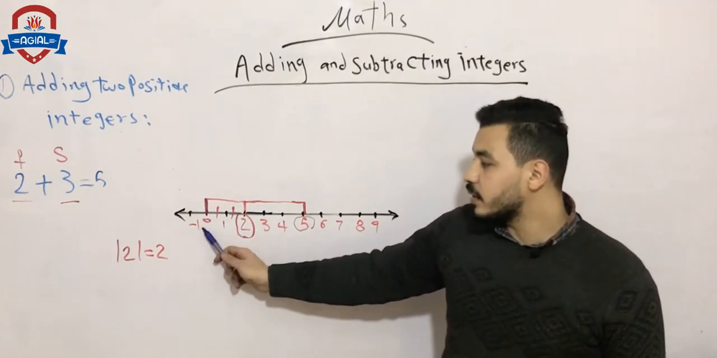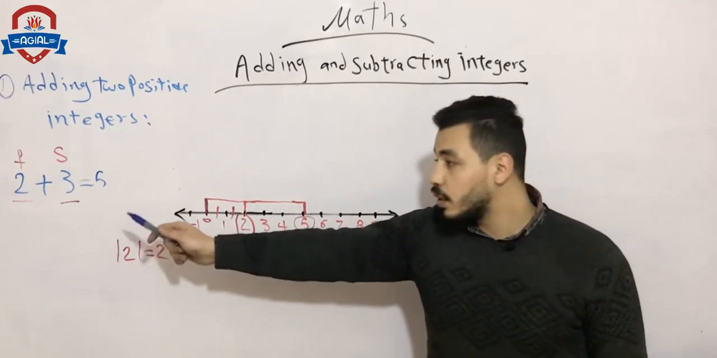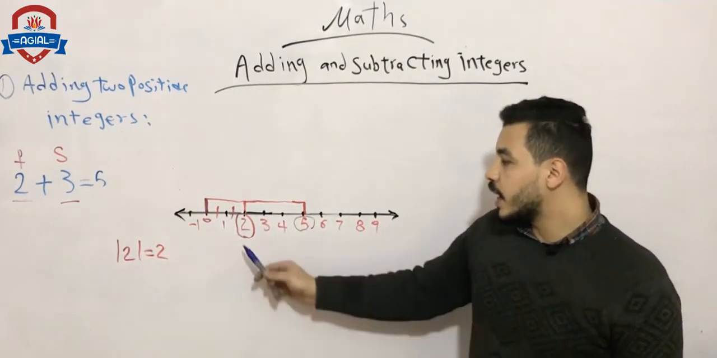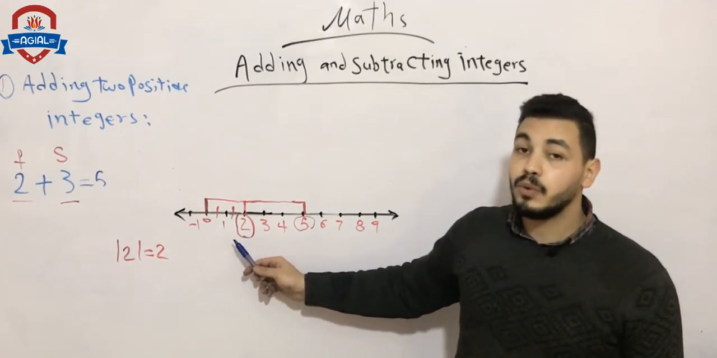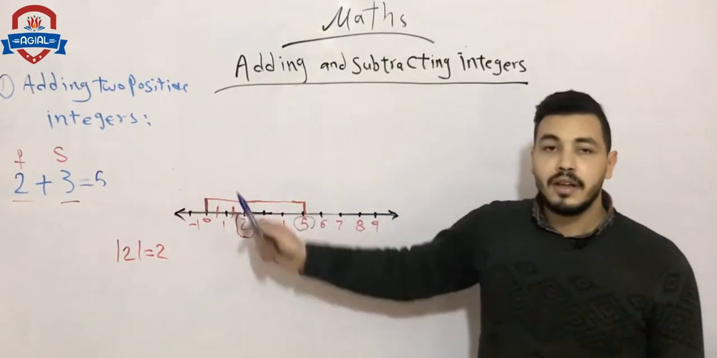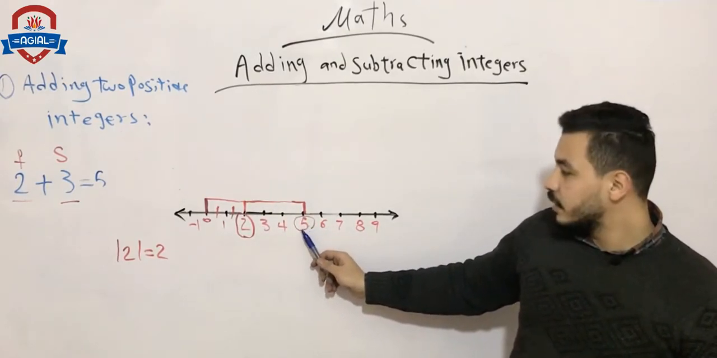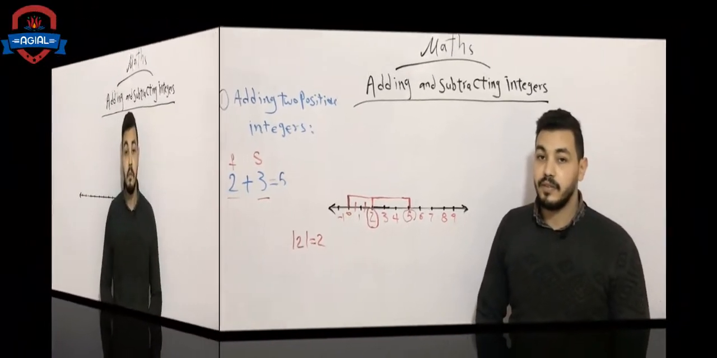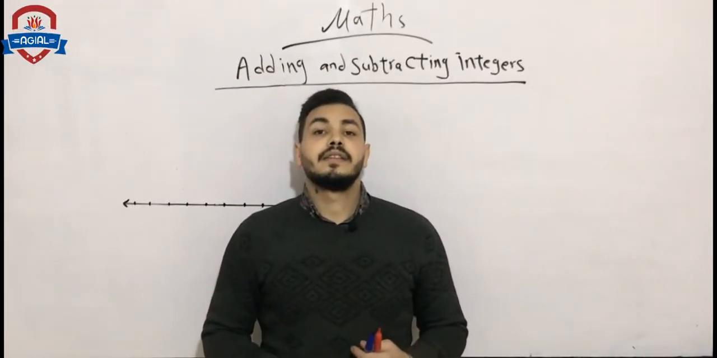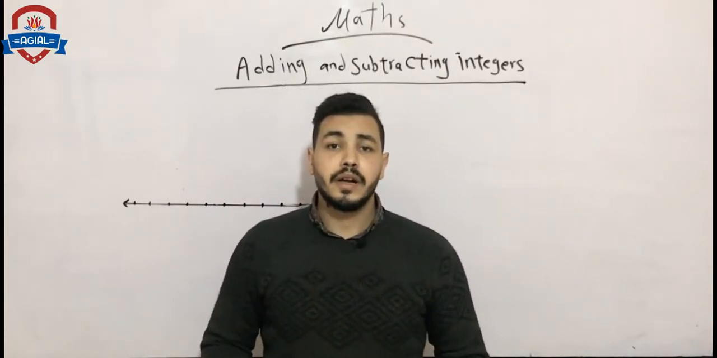So first we start from 0 and move to the right the absolute value of 2. So now we have 2. And then we start from 2 and move to the right the absolute value of 3. Finally we have the answer. The answer is 5. So 2 plus 3 equals 5. So we deduce that adding two positive integers is the same as adding natural numbers.